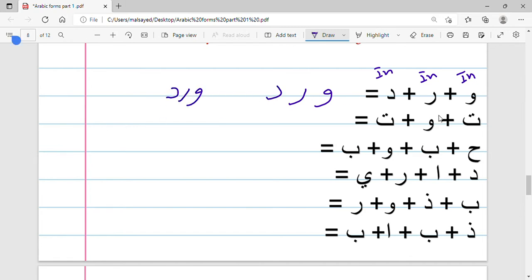Okay, let's see the next one. Here ta is the first letter, so we choose the initial form of the ta. Now between the ta and the waw, remember all letters connect with the letter before, and the decision is for the ta to connect or not. Does the ta connect with after? Yes, so the waw connects. So we choose the middle form connected of the waw. Now between the waw and the ta, the waw makes the decision. The waw doesn't connect. That means we choose the independent form. So we have the initial form of the ta, the middle form of the waw, and the independent form of the ta.